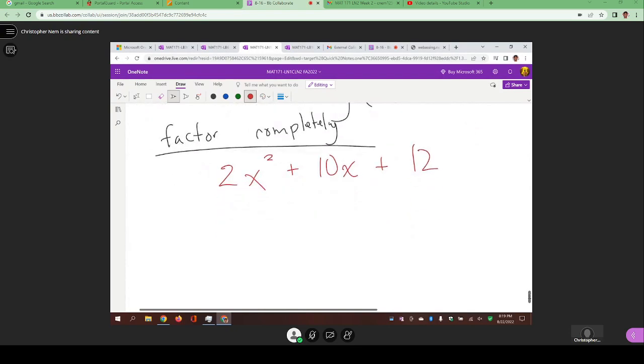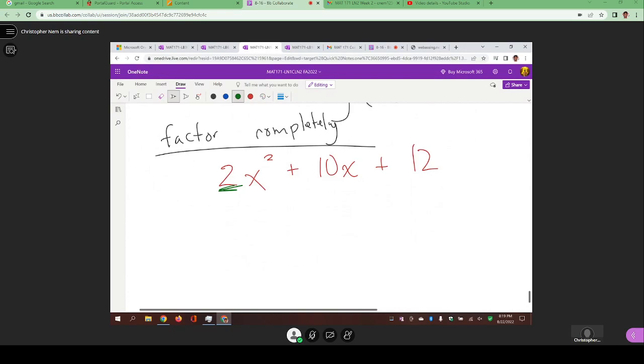Well, over here, I've never told you how to deal with this. I've only told you how to deal with it if there was a 1 in front of the x squared, but not if there was an actual number bigger than 1. So already you can't do guess and check. However, you can do GCF. I can do the GCF method.